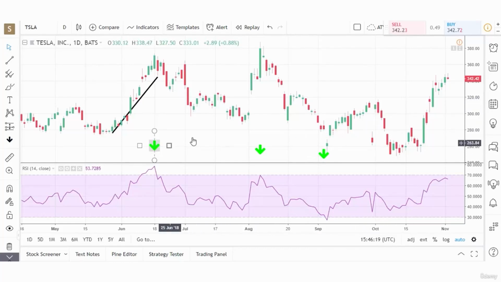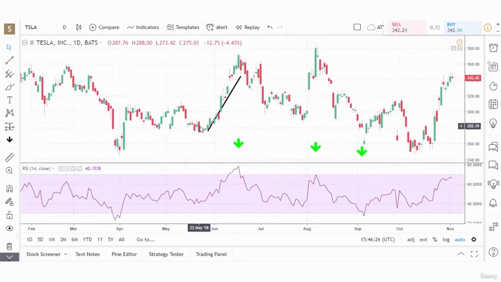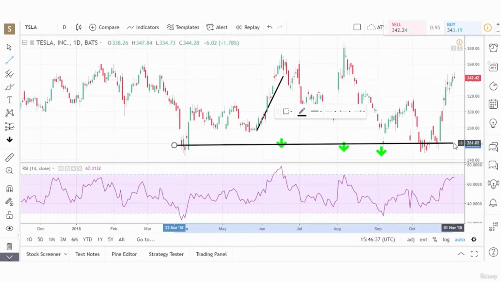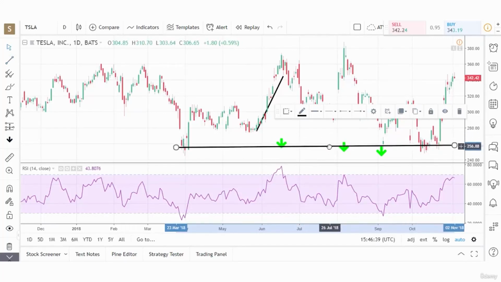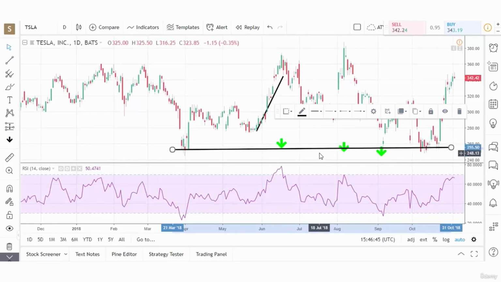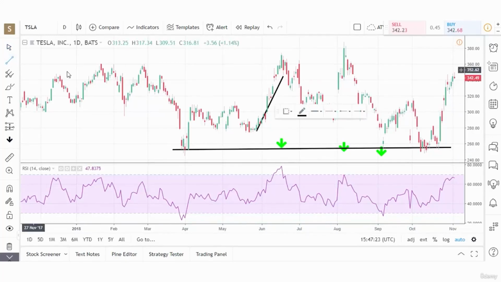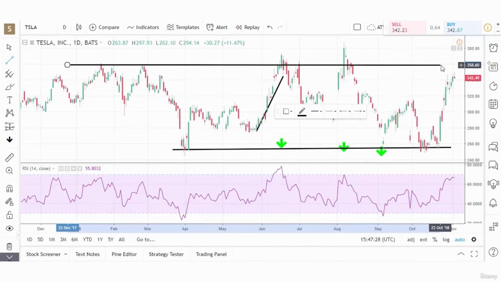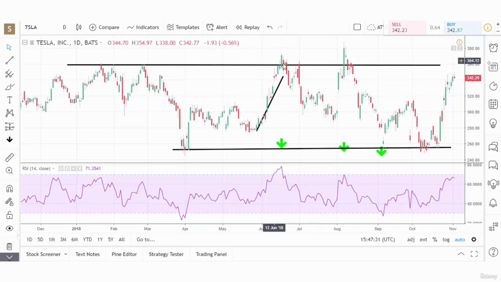So that's the RSI with Tesla. But let's zoom out a little bit. And what we'll see is that the RSI, if we draw in a couple of trend lines, we have support here around this level. We have resistance here, which the stock did move through, but then came right back through within a day or two in each case.